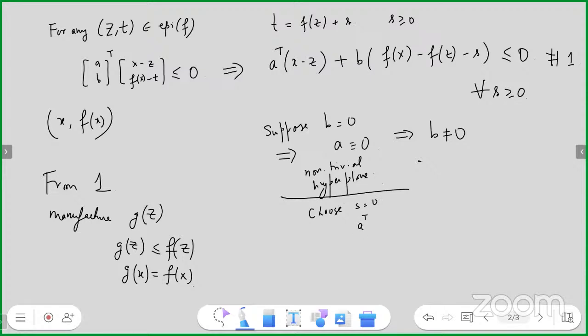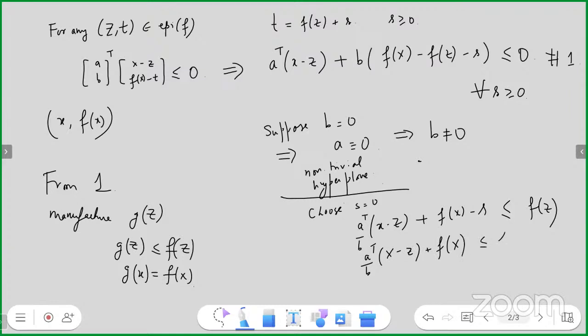So let's say A transpose of x minus z divided by b plus f of x minus s is less than or equal to f of z. Right? So if I want to get rid of this, what's the easiest thing I can do? Take s. So now I can choose s equal to 0 to get what? A transpose by b times x minus z, plus f of x, less than or equal to f of z. Can I define this as g of z?